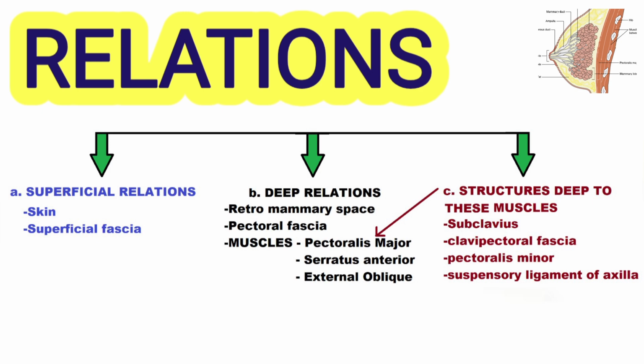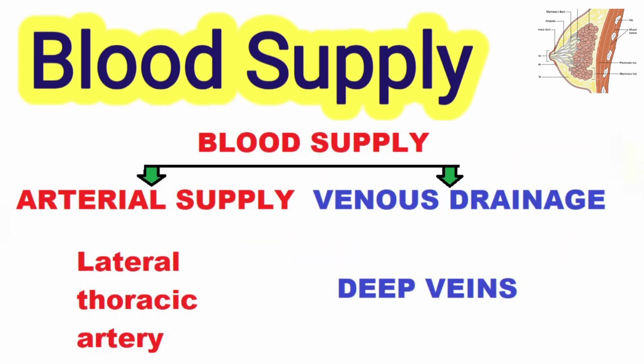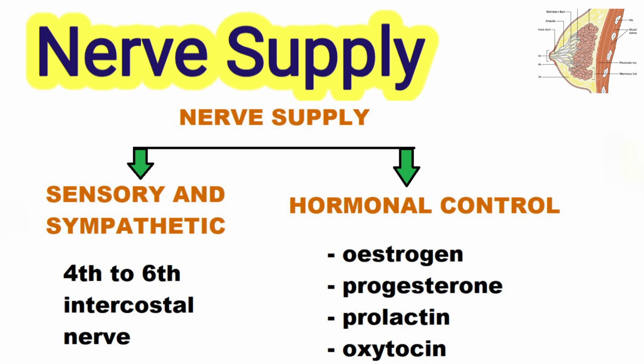In superficial, two things you should remember: skin and superficial fascia. In deep, retropectoral fascia and muscles. Muscles, they are again three: pectoralis major, serratus, external oblique. Then structures deep to above muscles. Okay. Now blood supply. Blood supply includes arterial supply and venous drainage. And nerve supply includes sensory and sympathetic and hormonal control. These are the points. We are going to study these points in detail.